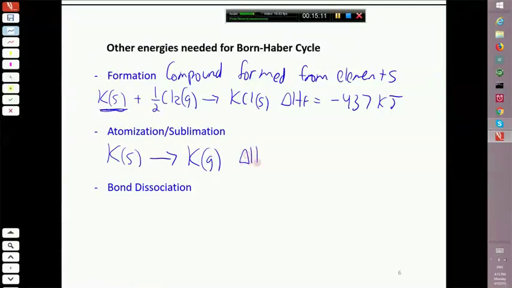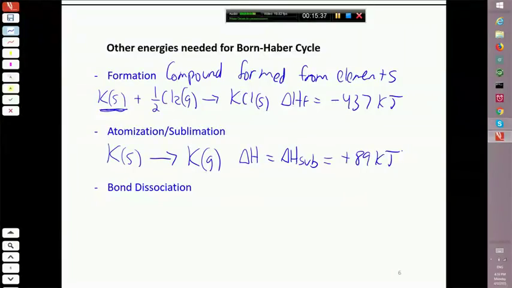So this delta H is sometimes abbreviated as delta H sub, for sublimation. And sublimation is the process of going from solid to gas, as we'll talk about in more detail in chapter 9. And for potassium, it's going to be plus 89 kilojoules. And really for any metal, it's going to be a positive number. It always requires us to put energy into the metal to get the atoms to separate and go into the gas phase. Okay? So that's atomization or sublimation.